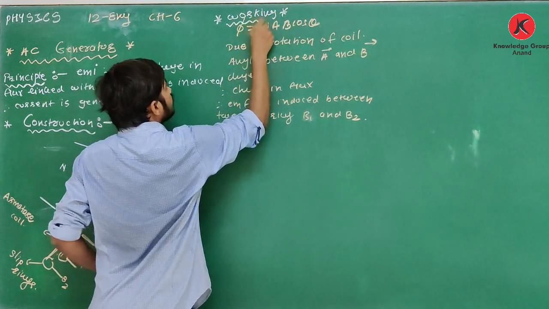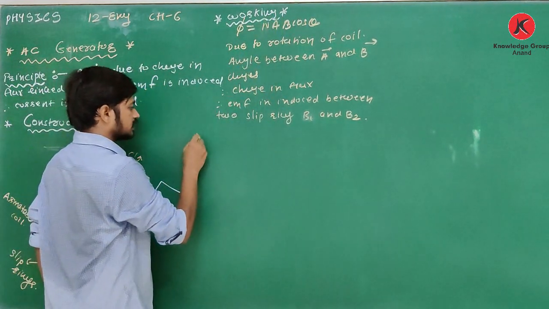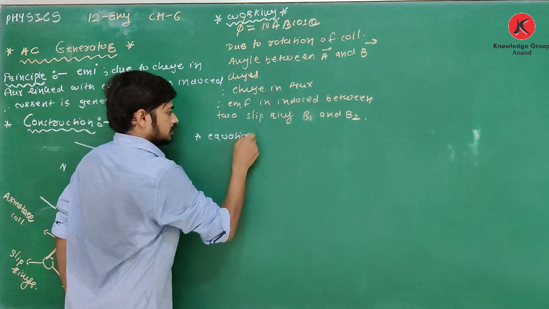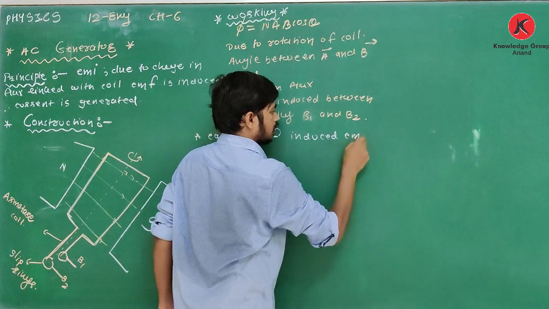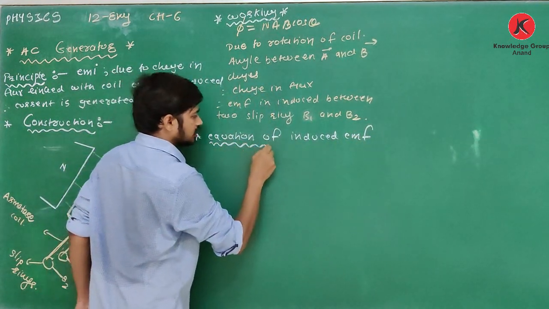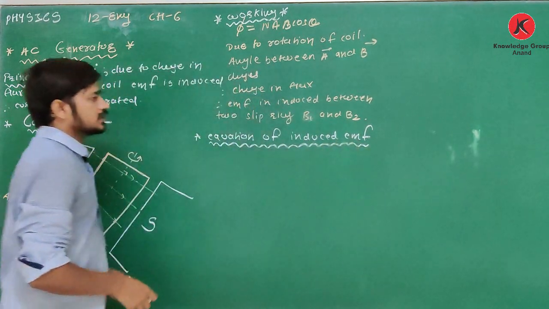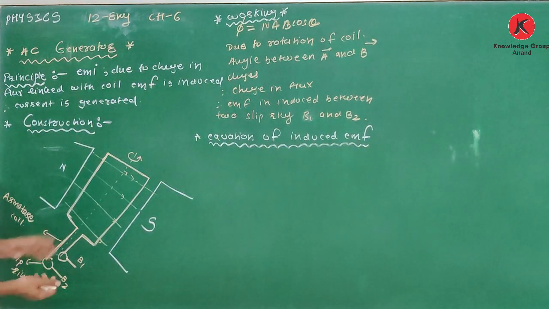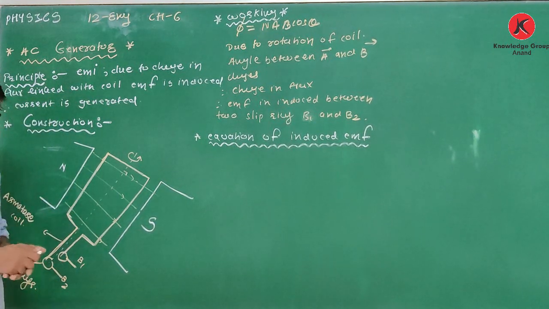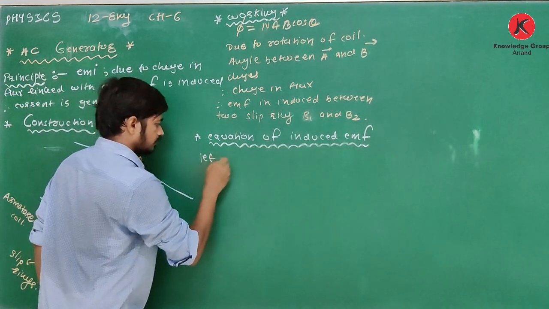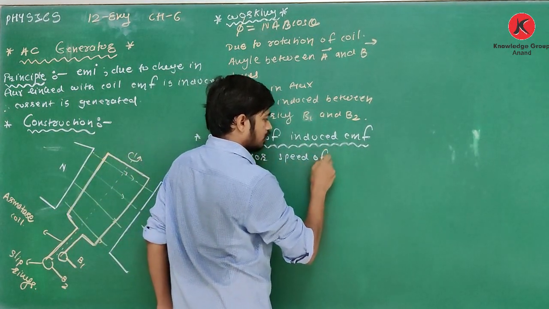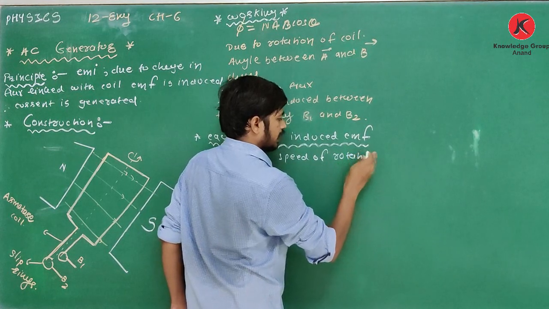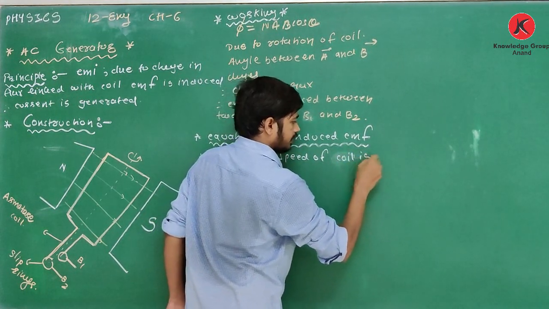And now we will see equations. See, the equation of induced EMF in a generator. This coil is continuously rotating with angular speed omega. Let the angular speed of the coil be omega.